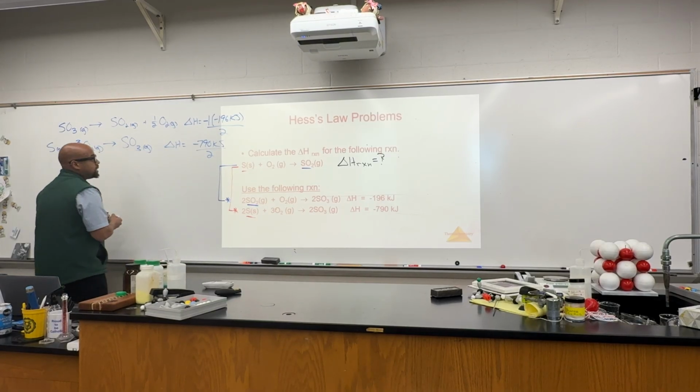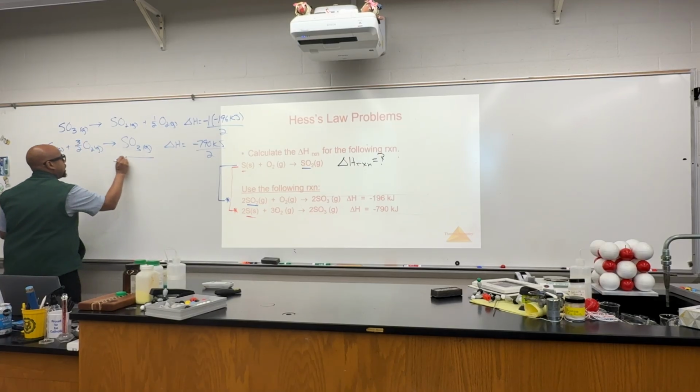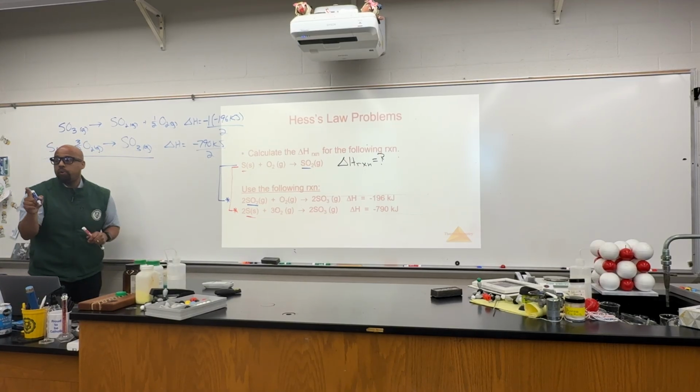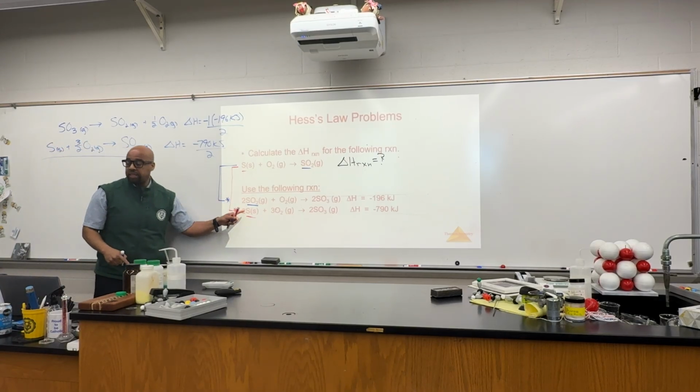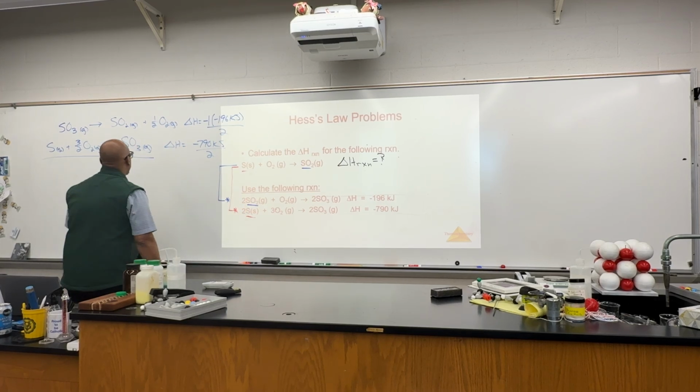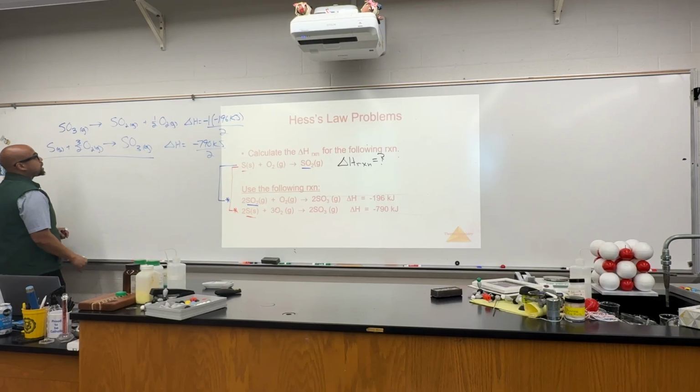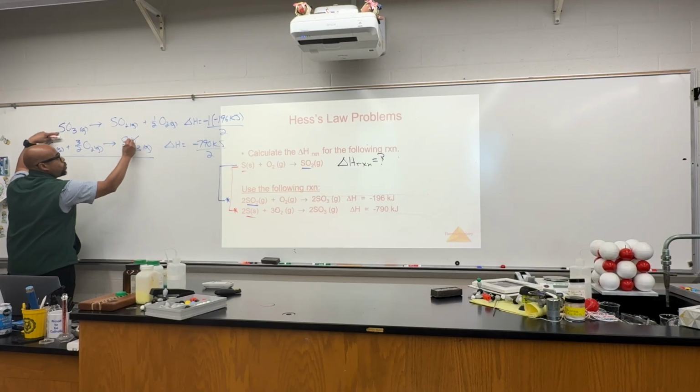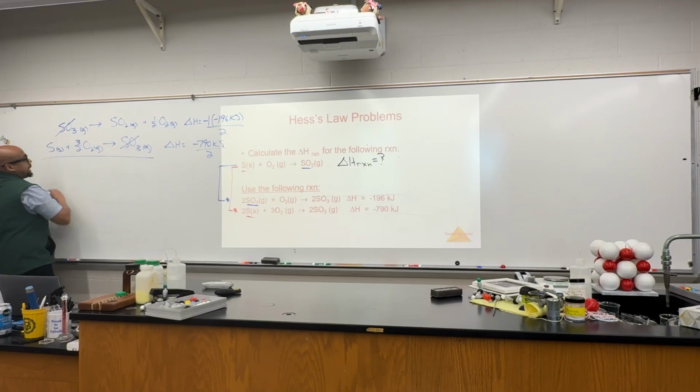Now, this is the neat thing. You will know whether or not you manipulate these elementary steps correctly. How will you know? Because what you're going to do is find things that are on opposite sides, and you will subtract them out. I see one SO3 here, one SO3 right here, 1 minus 1, I canceled out. Right here, I see a sulfur. I don't see any sulfurs on the product side, so I'm just going to drop you down.